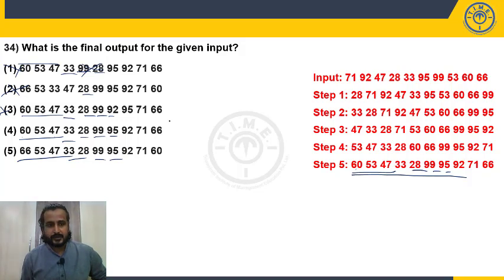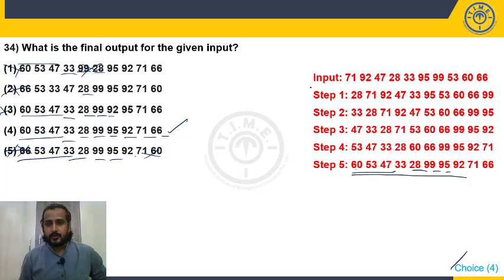Next, 92, 71, 66, yes. 92, 71, 60, no. It is already ruled out, right? It is 60, but it is given as 66. So my answer is the fourth option, choice 4. So the final output is there in choice 4.